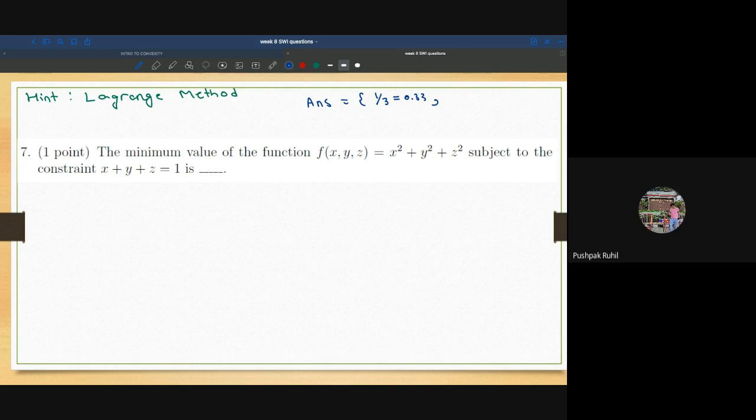Okay, I guess we can take it now. The answer that I got was 1 by 3 or 0.33. Okay, let's have a look.